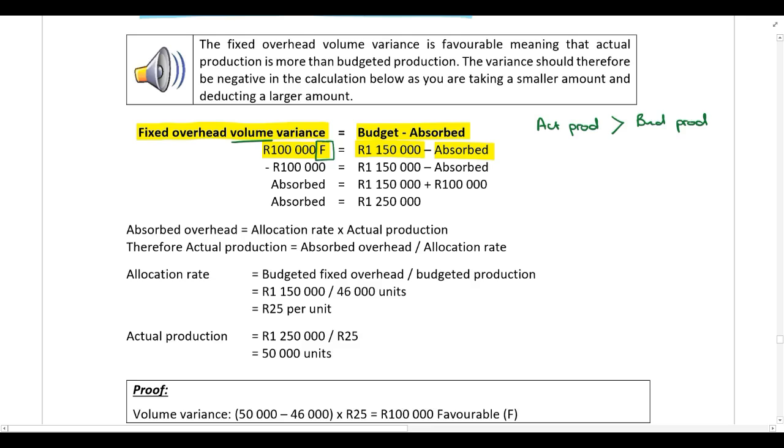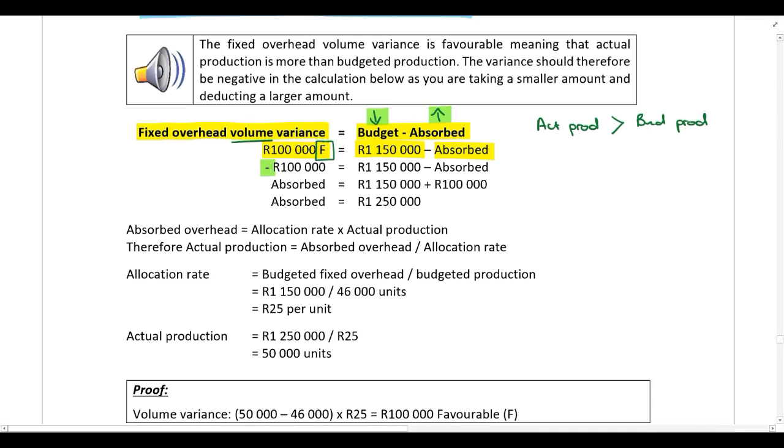So it means that your absorbed cost is higher than your budgeted cost. The budgeted cost must be lower and the absorbed cost must be higher, because that will result in a favorable volume variance. So again, apply the logic. I'm taking a smaller amount and I'm deducting a higher amount. A small amount minus a higher amount is going to give me a negative answer.